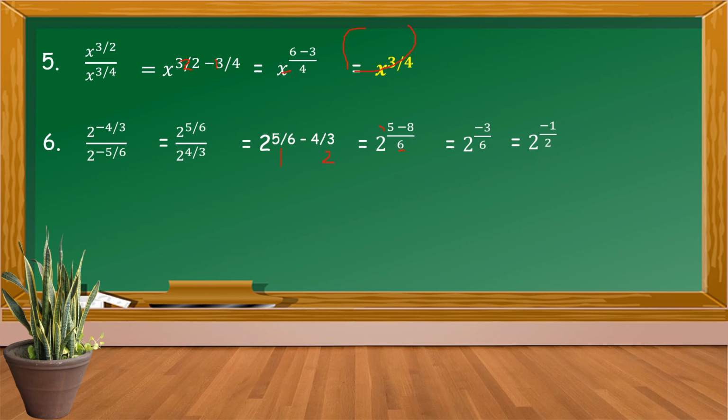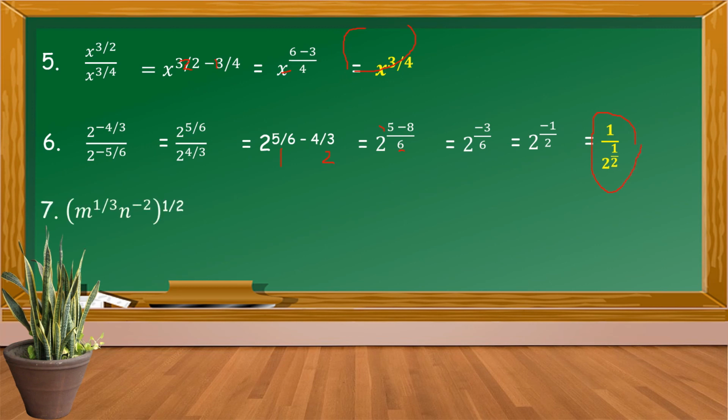We can say that an expression is in simplified form when the exponents are all positive. So we make sure that our exponent becomes positive. So we have 1 over 2 raised to the power of 1/2 as our final answer.